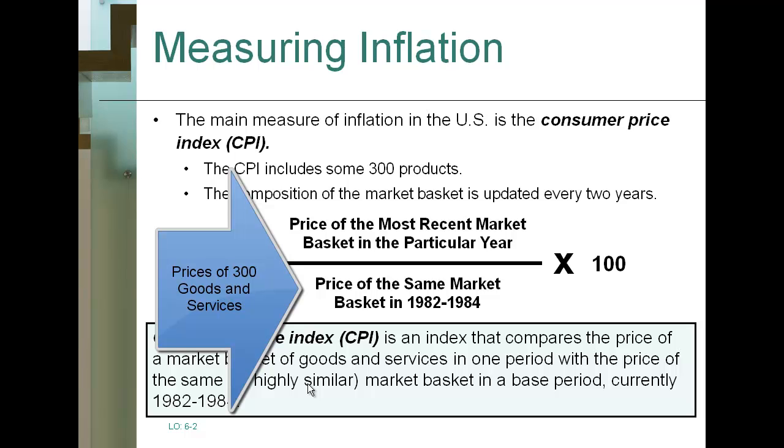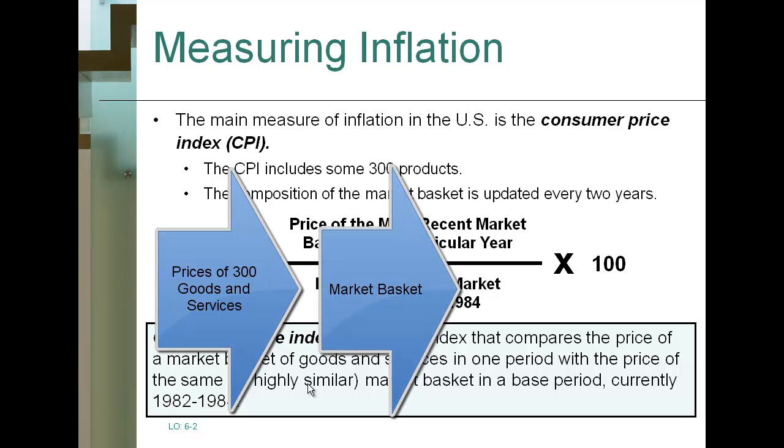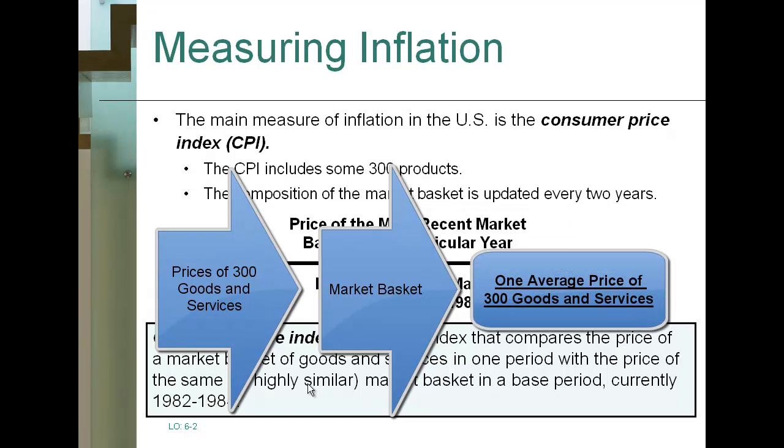Imagine taking the prices of all of these products and services and putting them literally in a basket. Imagine that for a second. And out of the bottom of the basket comes one price, which is the average price of these 300 goods and services. That's essentially what the CPI is trying to do. It's trying to take the average price of 300 goods and services and determine the average price of them.